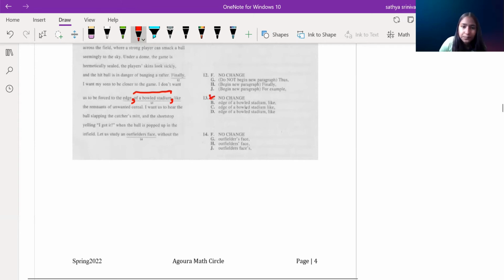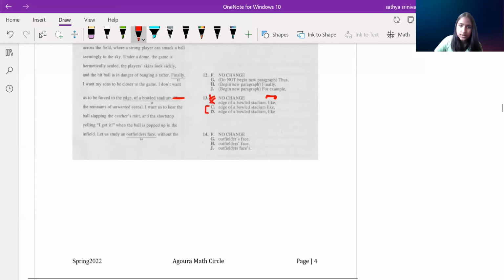Now for B, I don't want us to be forced to the edge of a bold stadium, like, and now the comma cutout is in the like, right? Again, can we remove the like and let it still make sense? Because that's basically what a comma cutout means. It means that the stuff between the commas, we can remove and it'll still make sense. No, right? So it's definitely not going to be B.